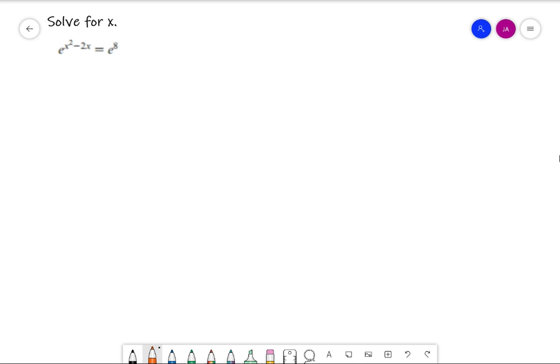Let's solve this equation for x. Note that the first thing we should notice is that our bases are matching. We have e raised to x squared minus 2x, and that's equal to e raised to the 8th. Since this is the case, we have matching bases equal to each other, so we can just set our powers equal to each other.